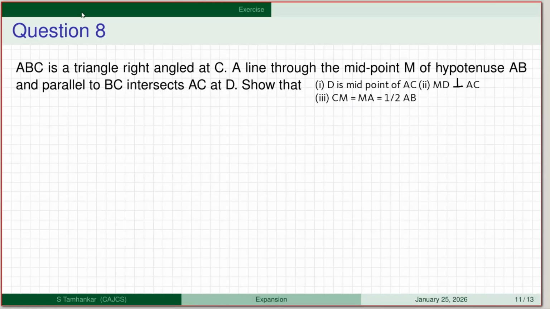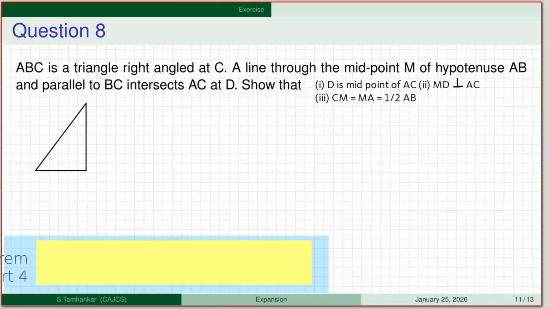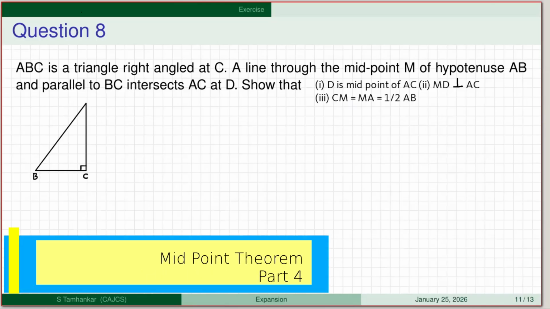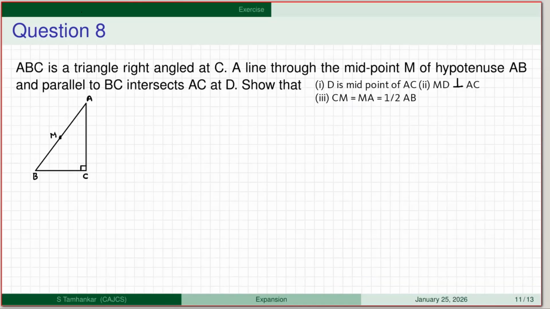Okay, let me draw the figure. So this is a right angle triangle, and this triangle was right angled at C. Call this B, this is A, this is the midpoint M, and there's a line joining which is meeting it at D. So this much is given to us. So this is a midpoint, and we have to show that D is also the midpoint.